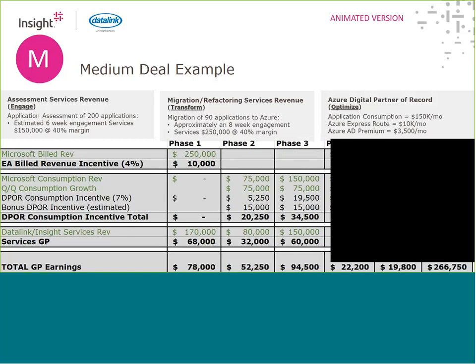Now in phase three, you'll see we're still engaging, finishing up that migration of the 90 applications. Now they're still ramping up their Azure. They're up to 150,000. And the other thing I'll note is you're seeing that on these enterprise agreements, they commit, and at the beginning of the year, their first year, they make their first annual payment. So they've committed to 250,000.